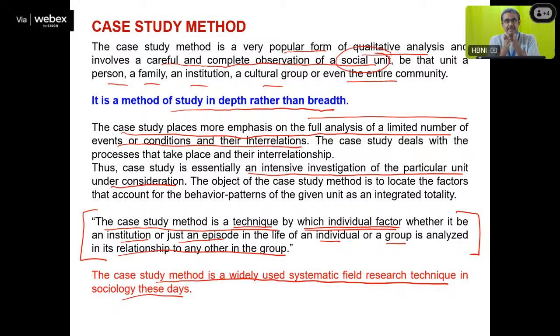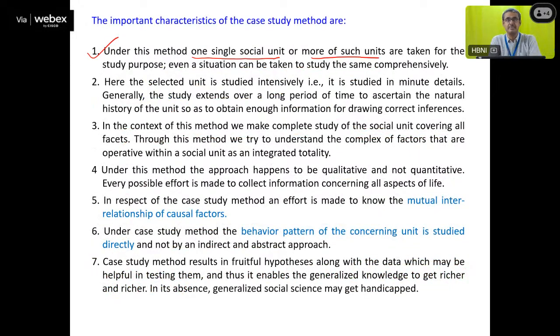What you do is investigate those units. It can be an individual unit or multiple units. By this case study technique, the individual factor, whether it is an episode or an institution, whatever the unit, is analyzed in relationship to others in that group, whatever you want to analyze. The case study method is widely used as a systematic field research technique in sociology. Remember, sociology is an important subject. An important characteristic of the case study method is that one social unit or more of such units are taken for study purposes. So you can take one unit or more.